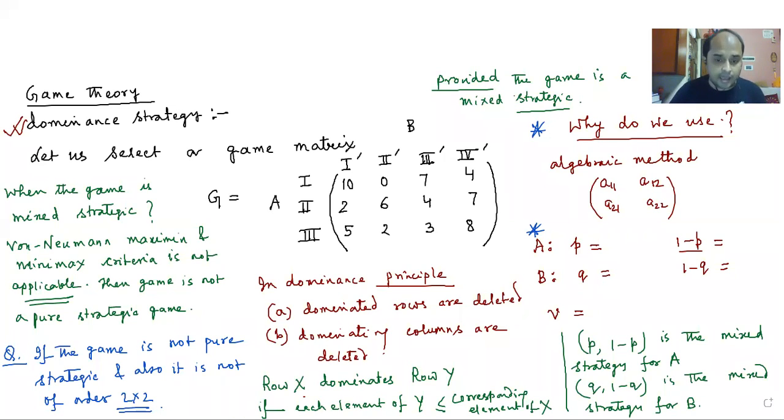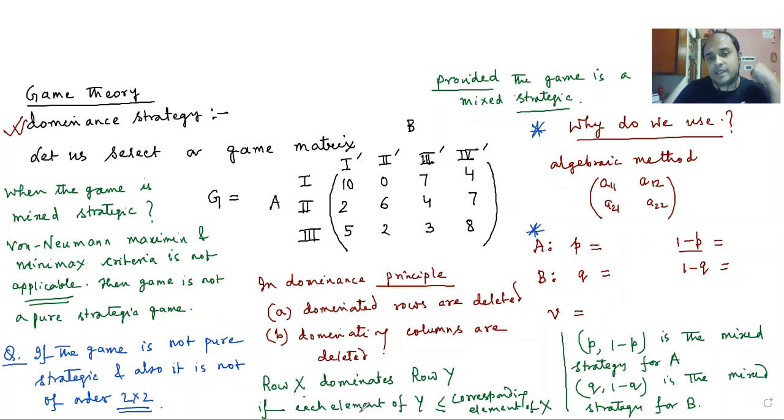I mean, if every element of a particular row is less than or equal to the corresponding element of another row, then the row Y is called the dominated row, and we shall try to erase the row Y, that is the dominated row, from the picture, from the matrix. This happens for rows.